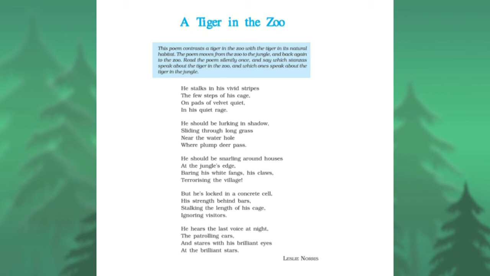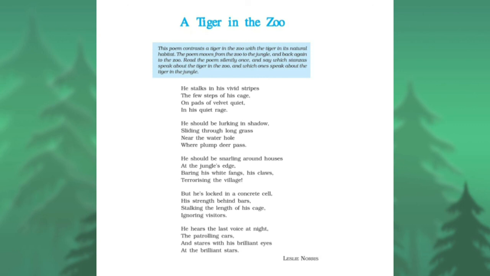Patrol means the person who moves around to see that everything is okay or not, like the zookeeper. Before the days, what they do is move around in the middle of the night all over the zoo and find out if there is any problem happening with any of the animals or not. So that is called patrolling. Okay, pehredari dena. So he hears the last voice at night, that is the voice of the patrolling car, and he stares with his brilliant eyes.